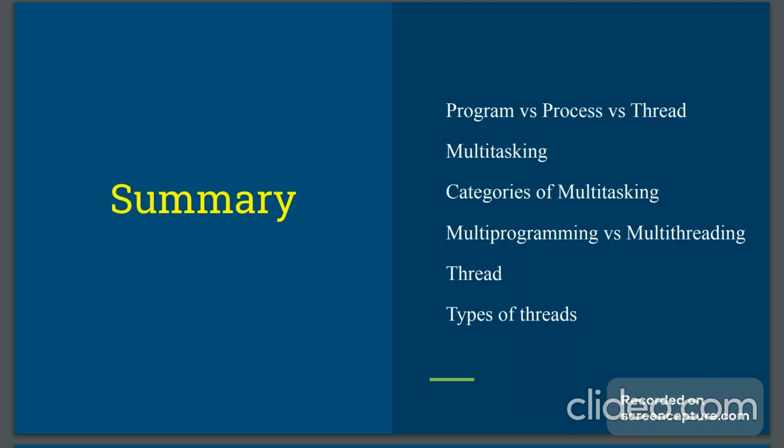So in this session we have seen the technical difference between the terms program, process and thread. What is multitasking? What are the two categories of multitasking, that is multi-programming and multi-threading? What do you mean by thread? And what are the types of threads that we have seen in this session? Further detail about multi-threading will be discussed in the next session. Thank you.